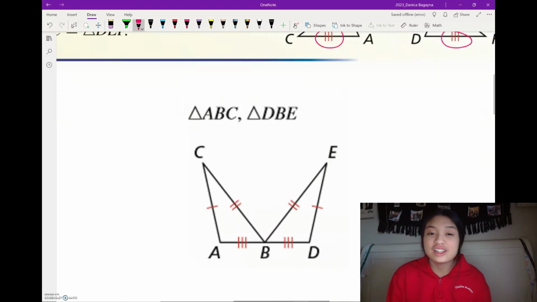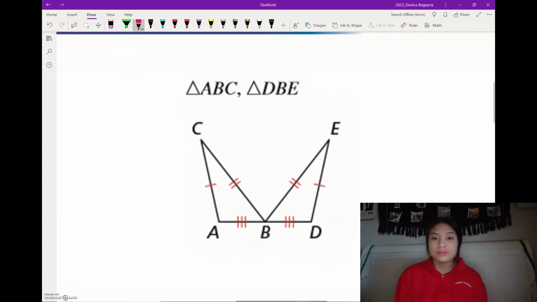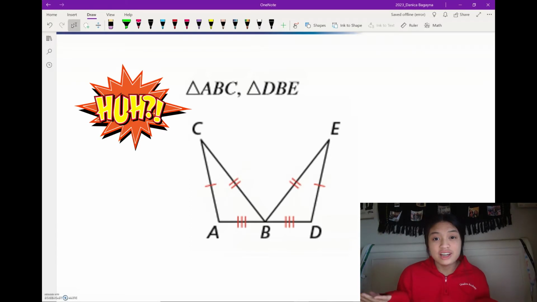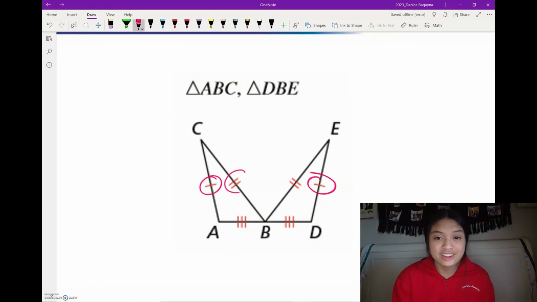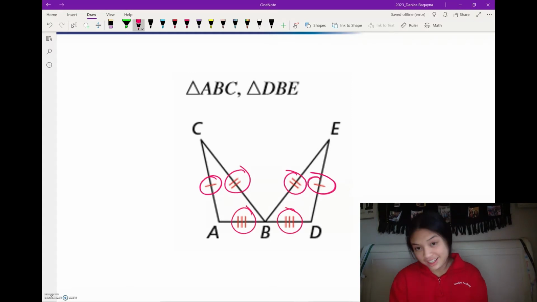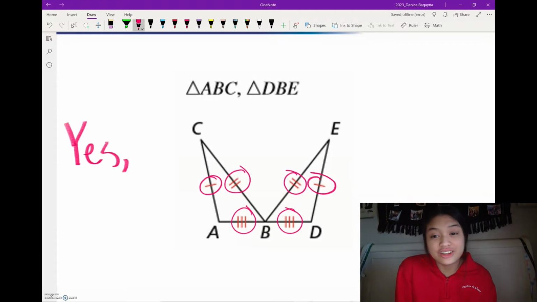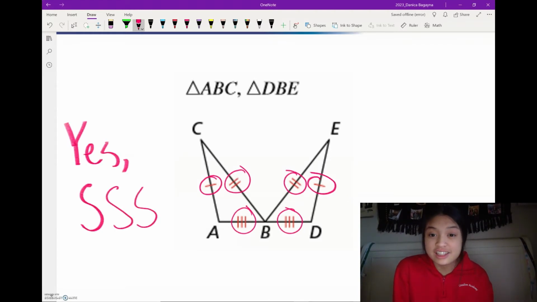And we are given two triangles in this next example. Are these triangles congruent? I don't know. Let's find out. So these sides are congruent, so are these, and also of course these sides are congruent too. So yes, these triangles are congruent by the SSS, side-side-side, congruence theorem.